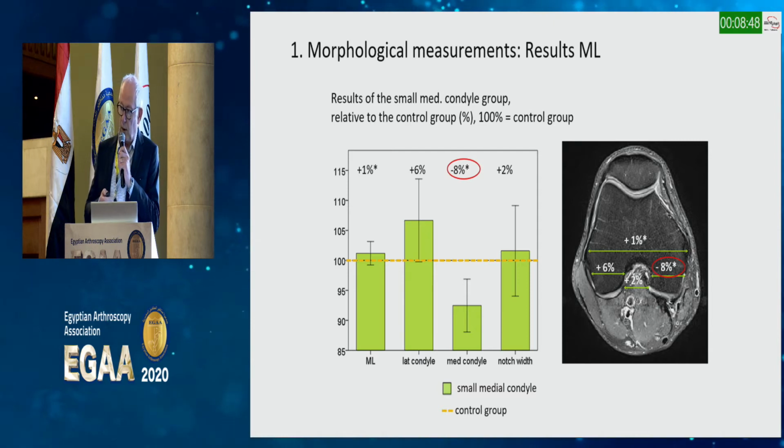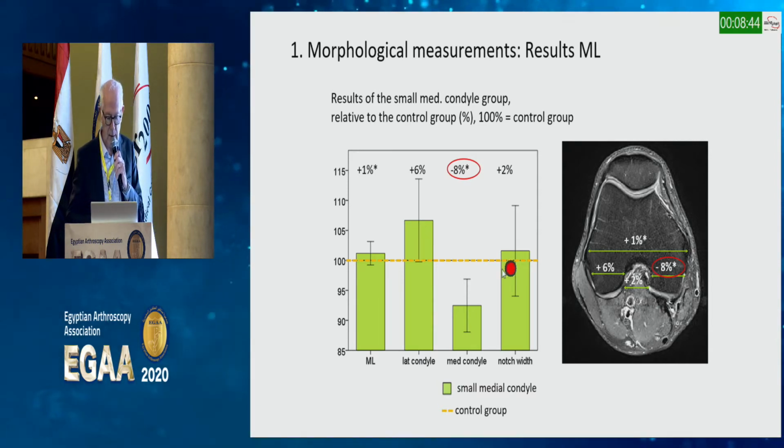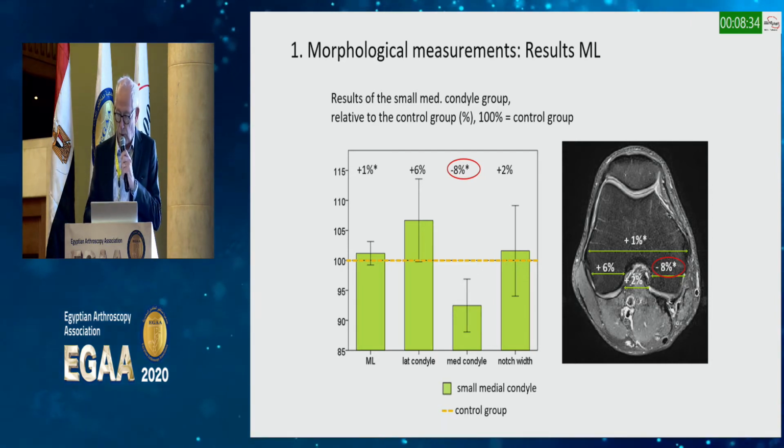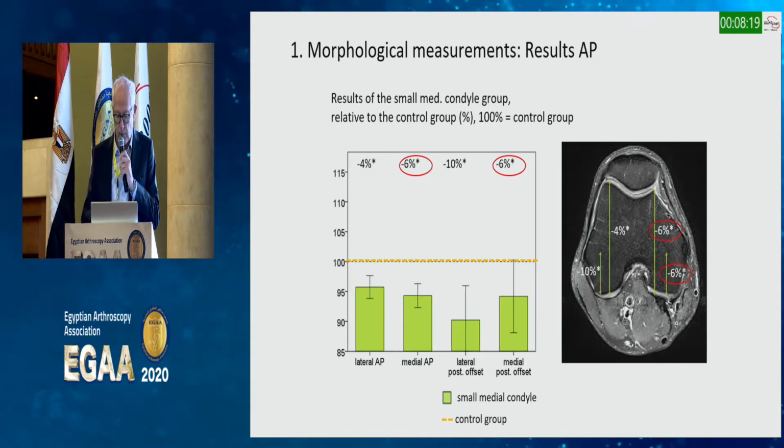Now, when we look at medial-lateral findings, you see here the baseline is the control group, and you agree with me that in this comparison, the medial femoral condyle in a small medial condyle group is really much smaller. The lateral condyle, then again, is a little bit larger. The notch width is in between, and the medial lateral distance does not really differ from the control group.